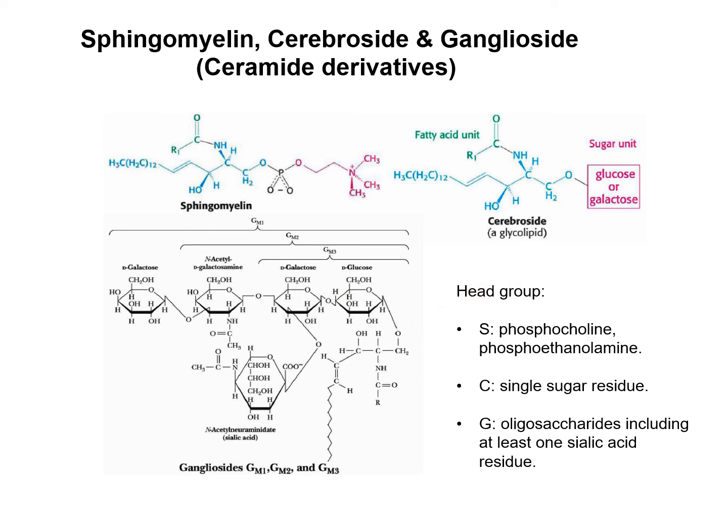For sphingomyelins, instead of a hydroxyl group, it has phosphocholine or phosphoethanolamine. For the cerebroside, it has glucose or galactose, which are basically sugar units, but it has to be a single sugar residue. And for the gangliosides, instead of the single sugar in the cerebroside, it has oligosaccharides, including at least one sialic acid residue.